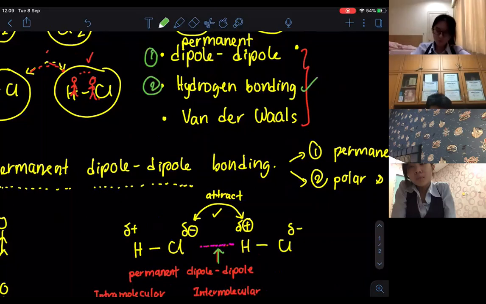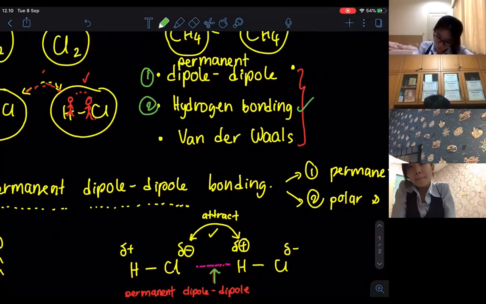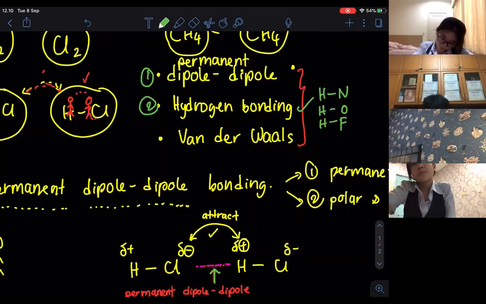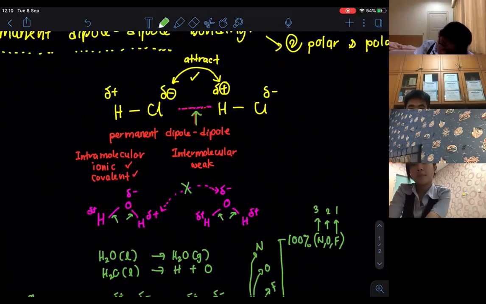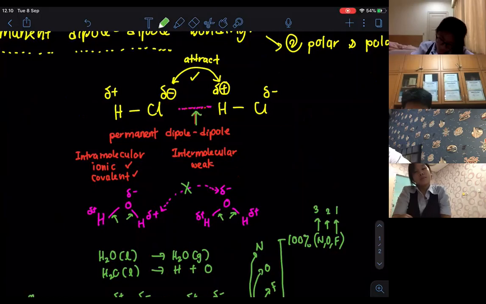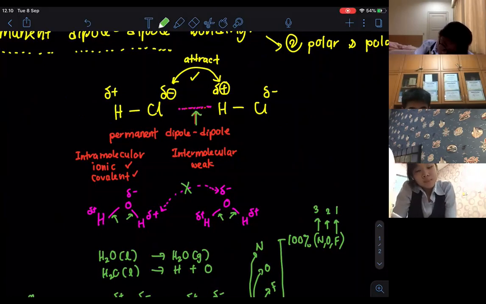Okay, hydrogen bonding is a special permanent dipole-dipole, and that exists between hydrogen with N, hydrogen with O, hydrogen with F. So if you look at the example that I have given you just now, HCl and HCl, do you have hydrogen bonding over here, Nathan? No. Okay, no, because it's not H with N, O, or F.